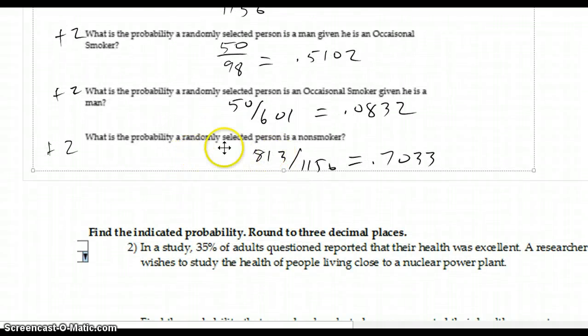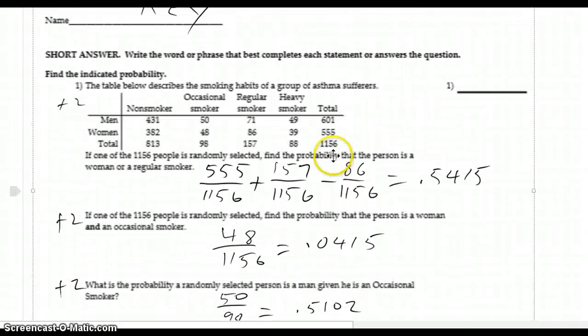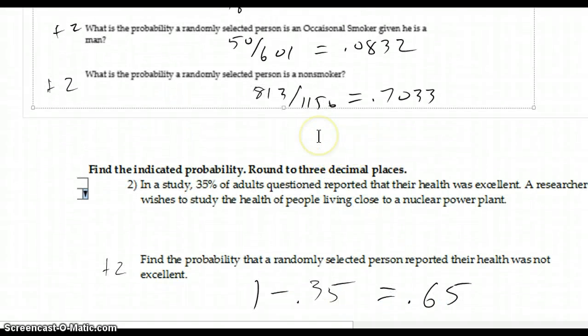And the last one, what's the probability a randomly selected person is a non-smoker? So that brings you back to very straightforward. Non-smoker is 813 out of 1156.